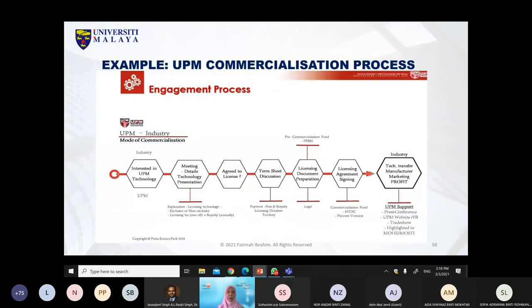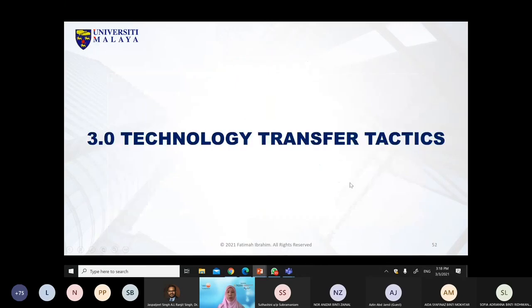So this is an example of the UPM commercialization process. You can have a look at the website, the processes that I already explained to you. So this is unique to theirs. They have the meeting detail with the technology presentation, agree to license terms, and so on. And this is for the UKM.